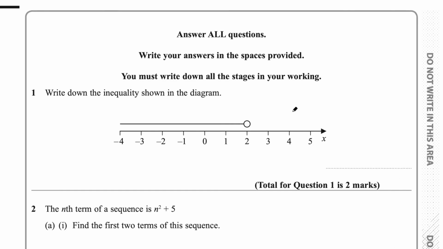Question 1 says write down the inequality shown in the diagram. So here we have a number line with an empty circle. An empty circle means less than. You can have two types of inequalities, less than or less than and equals to. And the line stops here, but really what that's indicating is it keeps going into infinity. So this is just going to be x less than 2. And that was question 1 for 2 marks.